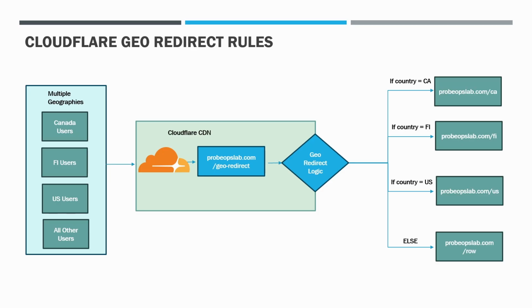So we have a tiny demo app, probeopslab.com, and /geo-redirect is our entry URL. And then we have country specific pages for Canada, Finland, US. And in Cloudflare, we will create rules like: if the visitor is from Canada, /geo-redirect will send them to Canada. If the user is from Finland, then /geo-redirect will send them to Finland. Similarly, if they are from the US, Cloudflare will send them to US, and for any other country it will send them to ROW, that is rest of world.